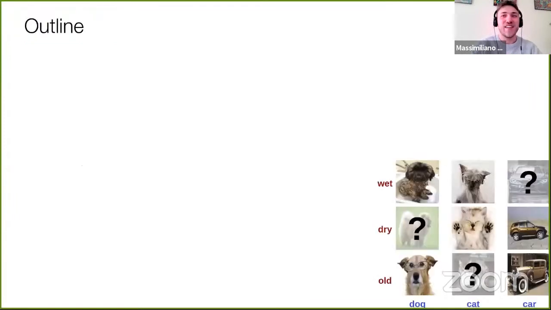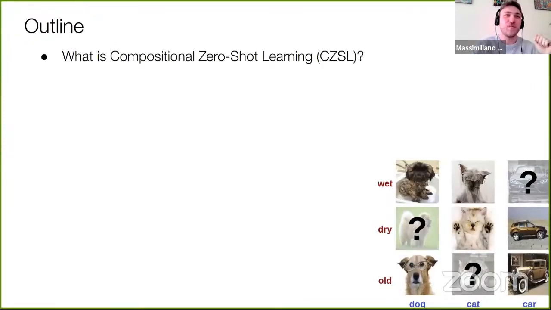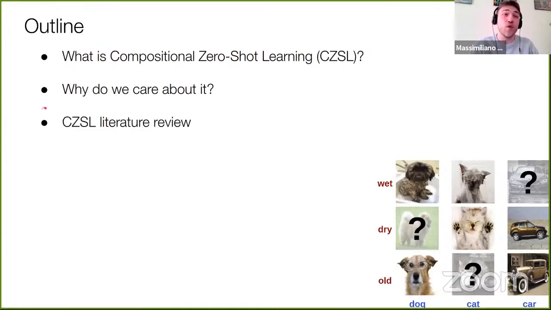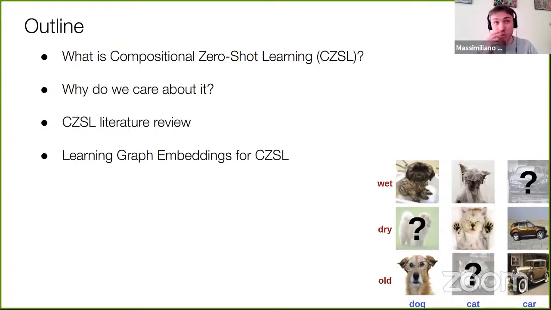So I will briefly mention what compositional zero-shot learning is, an overview of the task. Then we will talk about why we should care about this task, what the motivations are, and the actual practical applications. We will then go to a review of the literature on this task, and then I will talk about two works that came out from our lab recently. One is on using graph embeddings for addressing this problem.